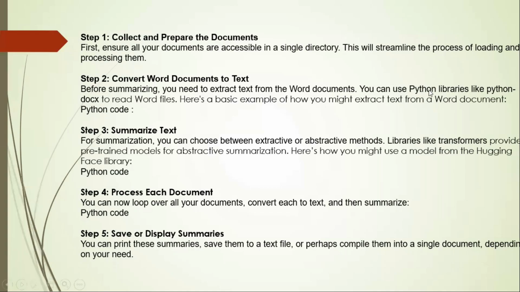So what you need to do is develop a Python code. You need not do anything else. You just ask the system to generate a Python code to convert the Word document into a text document. Then the next step, ask it to develop a Python code which will summarize the text. And finally, process each document. Then you have to give some key parameters, and based on those key parameters, it will summarize the text and show you the report.